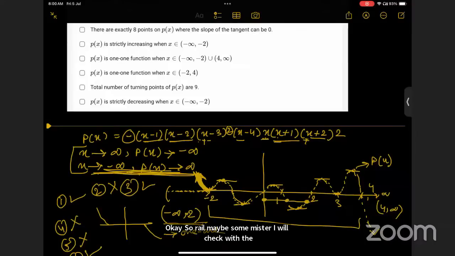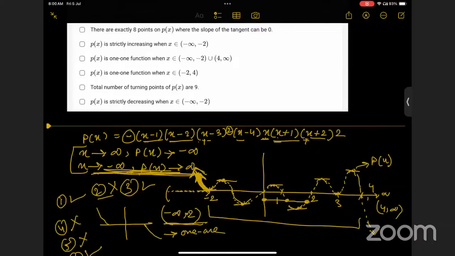So yeah, it will be decreasing here because when x tends to infinity, P(x) tends to infinity. So option 2 is wrong. Option 3. Is there any problem with the other options? Can you explain how option 3 is correct once? Which one? Option 3 and 4.